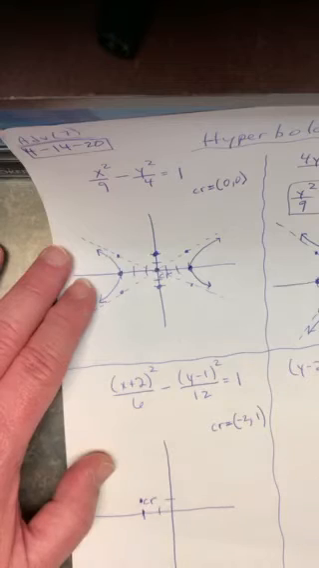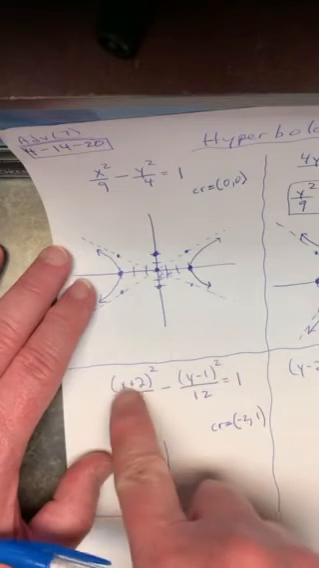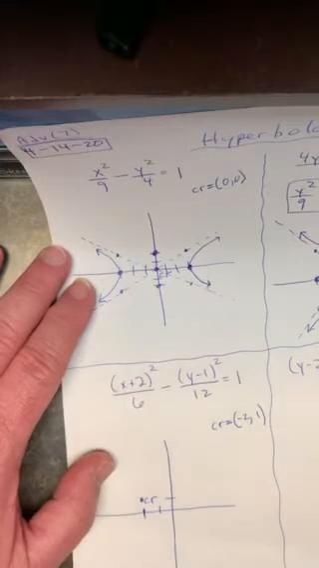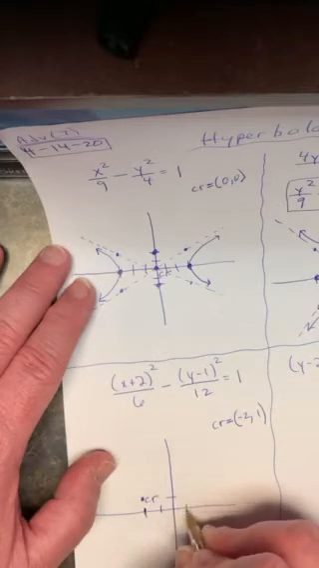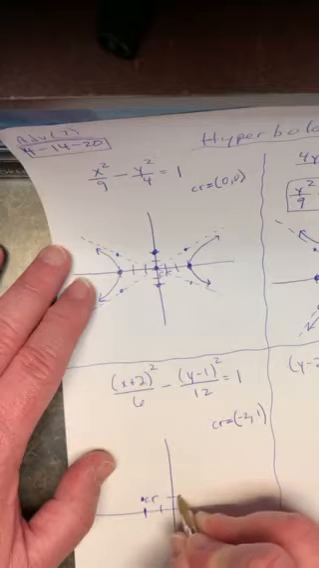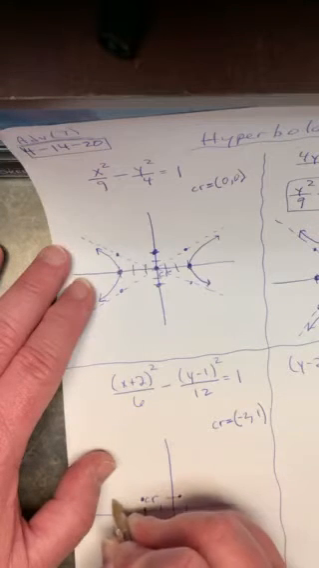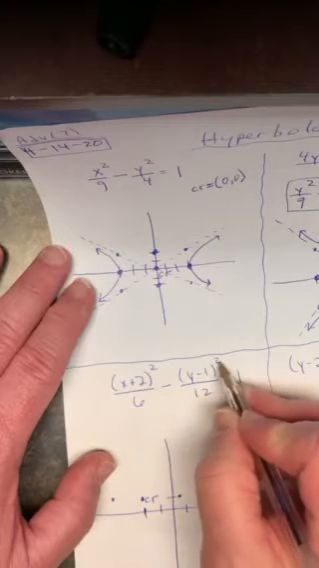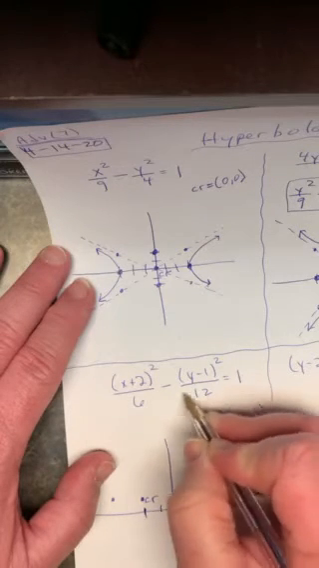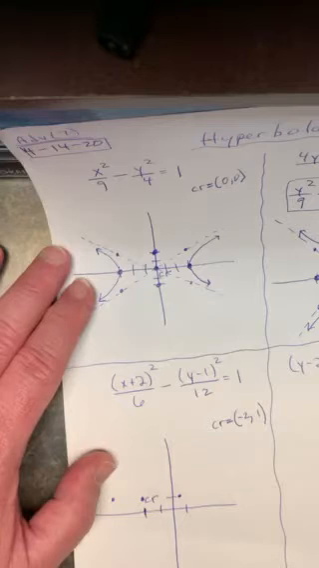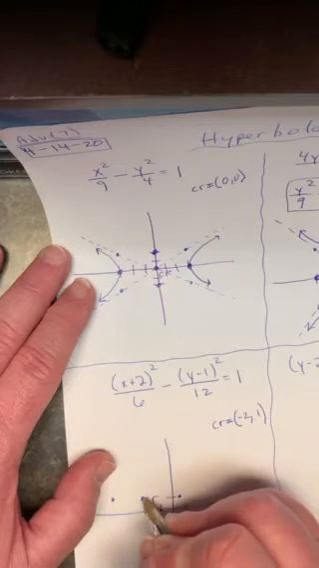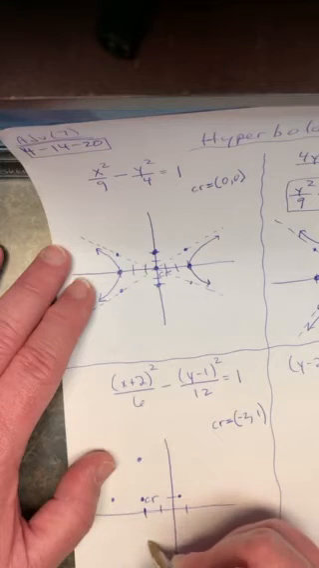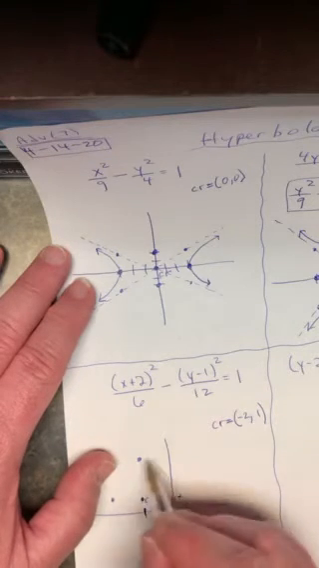Put C for center. Under the x squared, there's a 6. The square root of 6 is 2.4. So I'm going to go right 2.4, left 2.4. The y squared has a 12 under it. When you square root that number, you get 3.5. So I'm going to go up 3.5, down 3.5. Don't draw an ellipse.